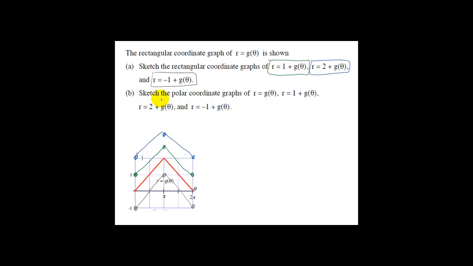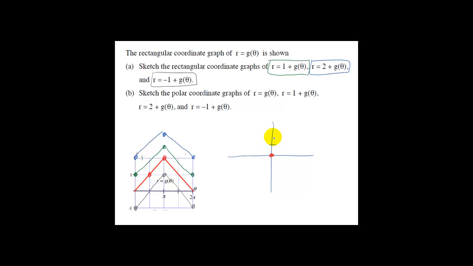Because part B, we're going to see that. We're going to sketch the polar graphs of these now. So we're going to start with the original one that was there in red. So let's go ahead and draw a polar graph here. So as we look at this, we see that at 0 we're going to be at 0, so we're going to be right here, and then we are going to increase, and at pi over 2 we're going to be at 1, and then at pi we're going to be up at 2.